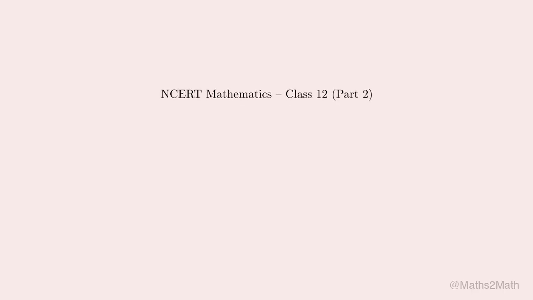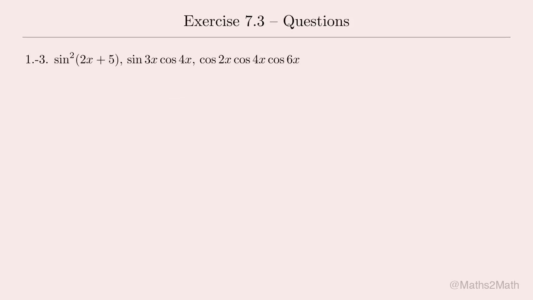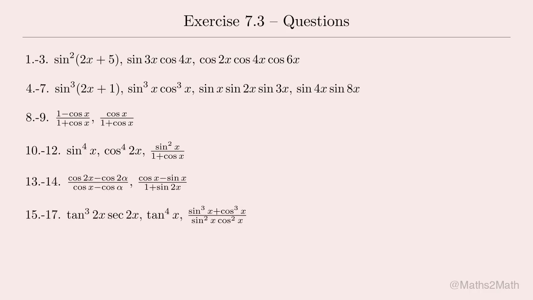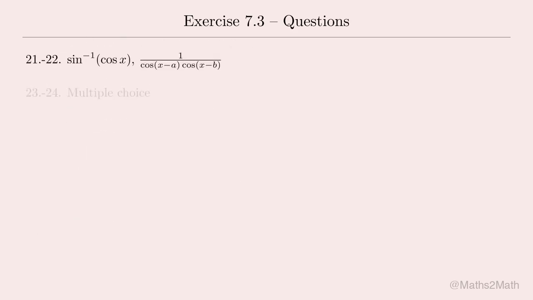In this video, we are solving every question of exercise 7.3 of Chapter 7, Integrals, from the NCERT Mathematics textbook for Class 12, Part 2. Exercise 7.3 integrates with trigonometric identities: 24 questions using half-angle reductions, product-to-sum formulas, odd power peeling, and clever factorizations, with 2 multiple choice at the end. Here is the list, grouped.